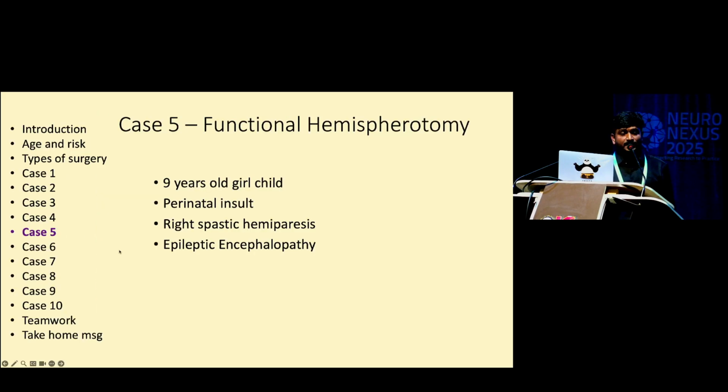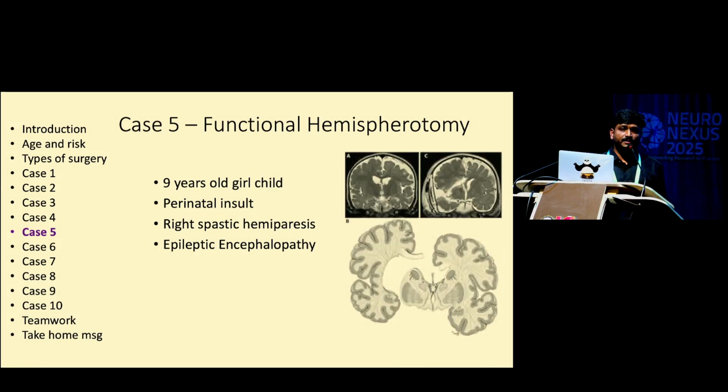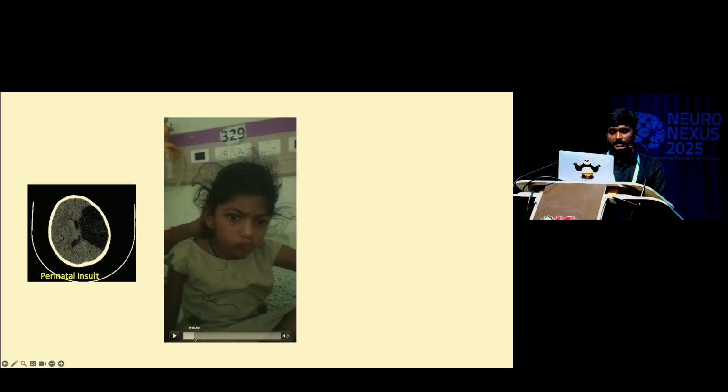This is another case of functional hemispherotomy, like Dr. Harni demonstrated. This is a large area of perinatal insult where we disconnected one hemisphere from the rest, and we did functional hemispherotomy on that side. She had right-sided weakness. So this is the patient status.